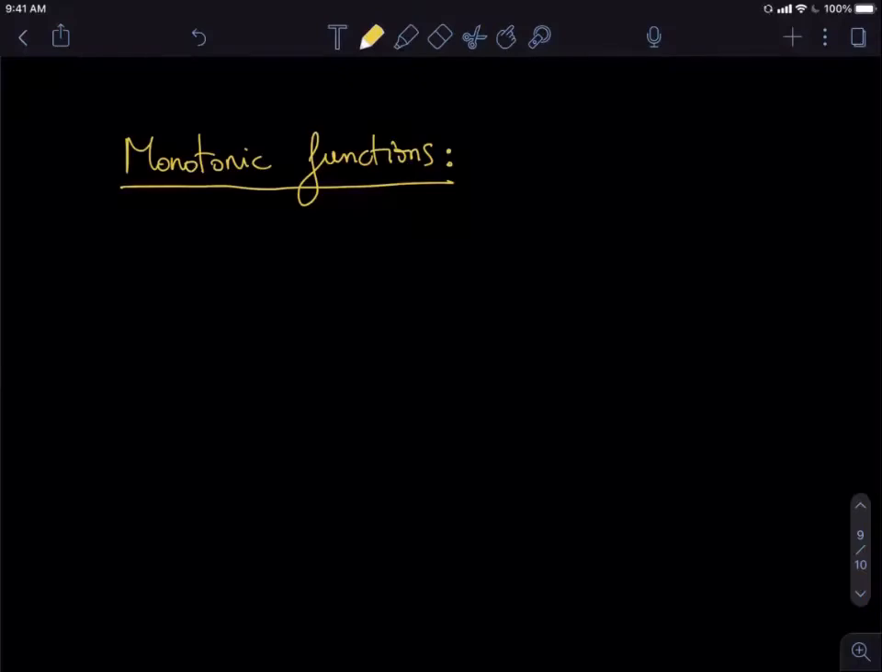We are going to study now the functions that never decrease or never increase in a given segment. So let's define monotonic functions. Let's say we have a real function f that is defined on an interval a, b.